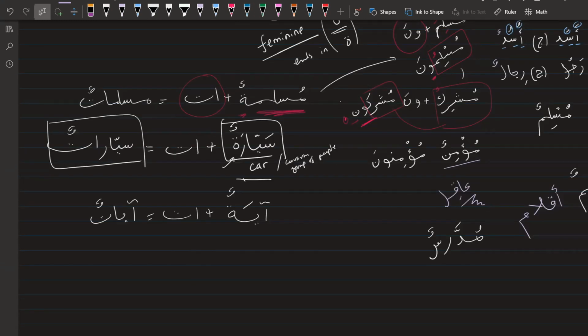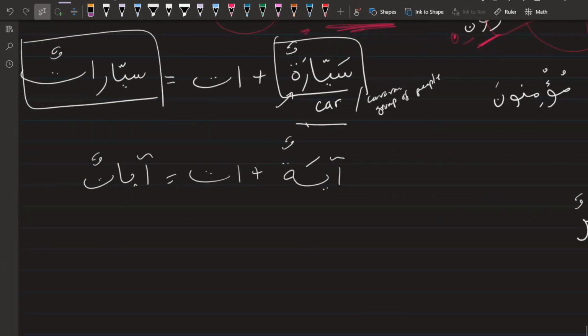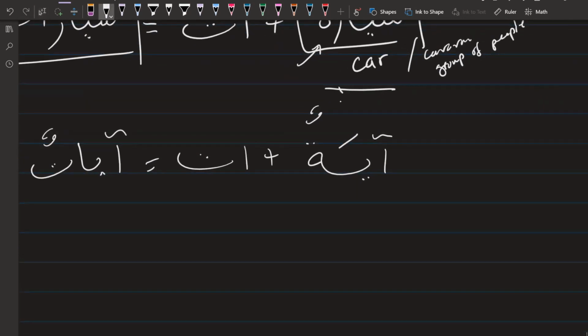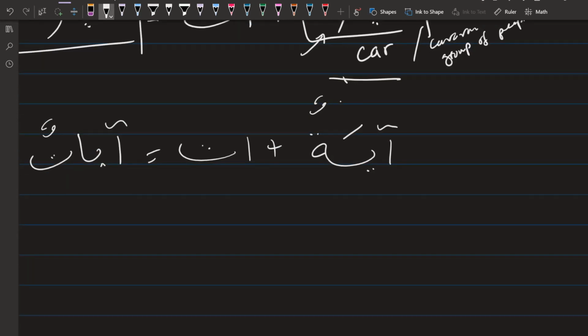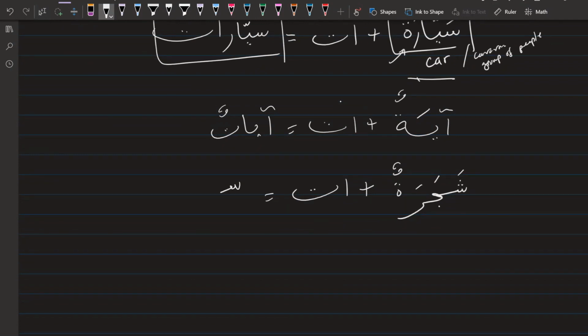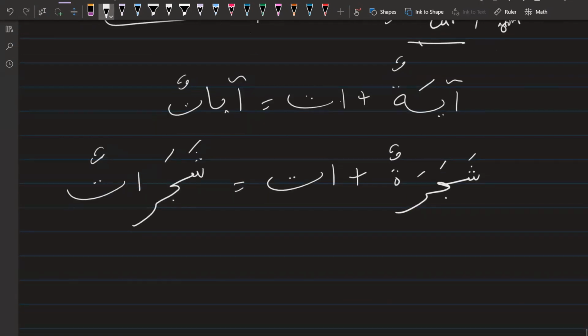Another thing I have to mention, I'm going to mention just by giving one example. And I also have to fix something I said. So how do you say tree? Yes, shajaratun. Now you want to say trees. Can I add alif and ta? Well, I see a ta marbuta. Yes, you can add alif and ta, no problem. So it would be shajaratun. Okay, this is fine.